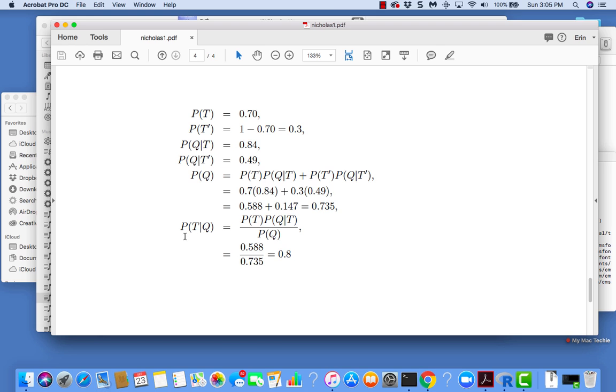Now I want to find the probability that a worker completed training given that he met the quota. And that's your first term from the previous equation all over the total probability of meeting quota. So that's your 0.588 over 0.735, and that comes out to be 0.8.